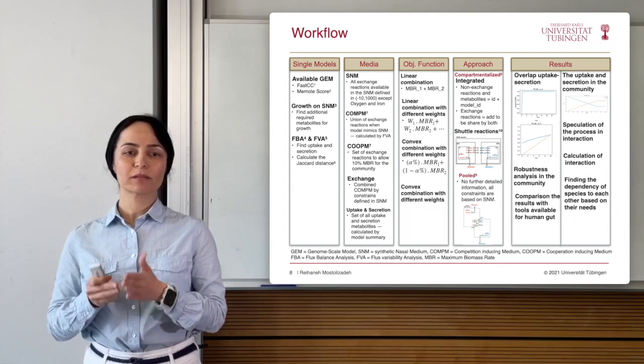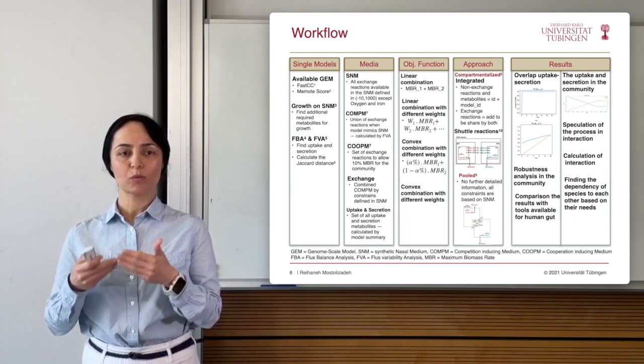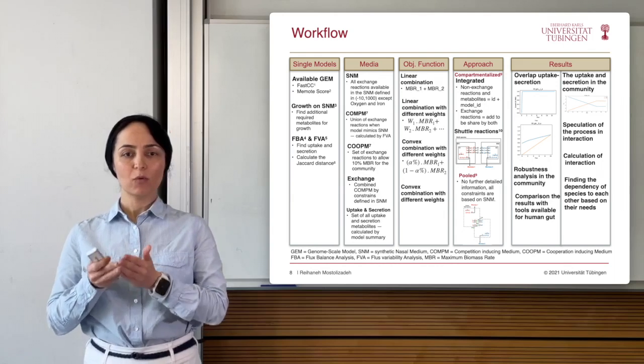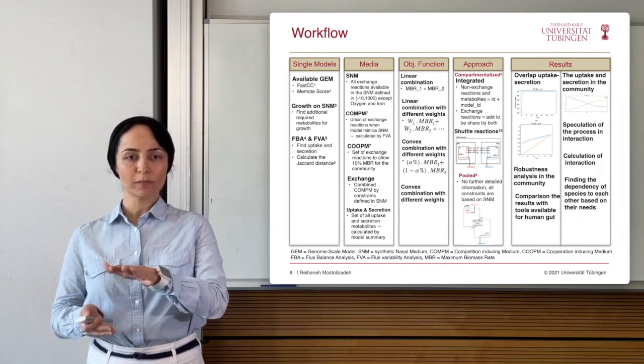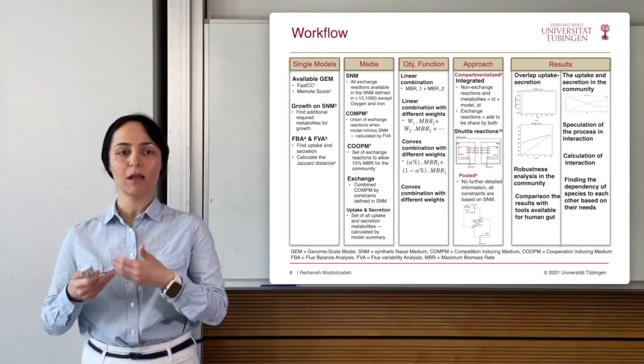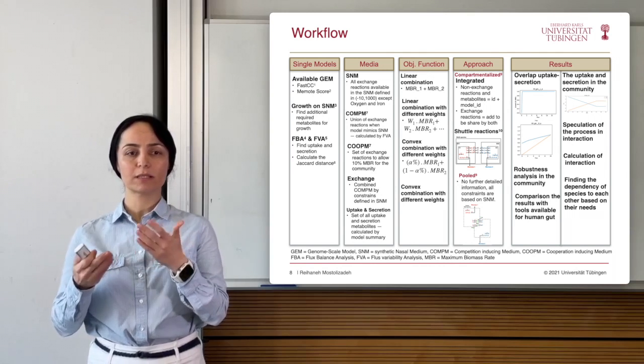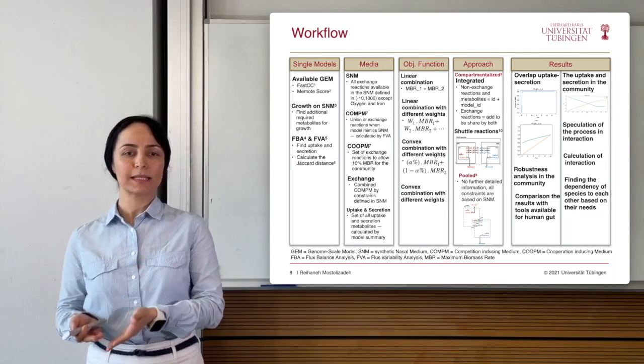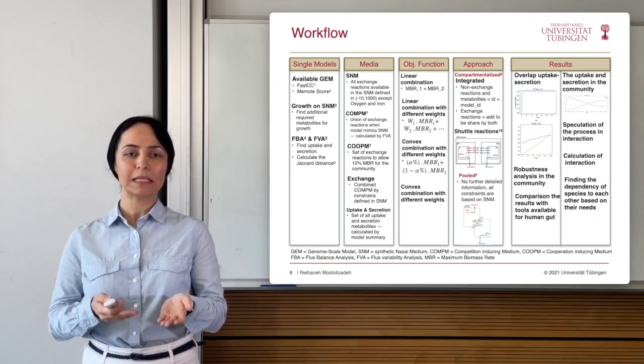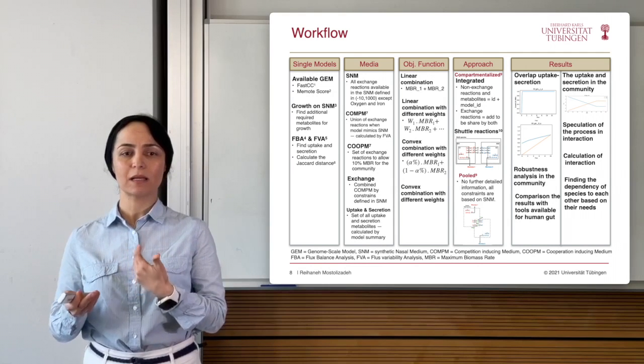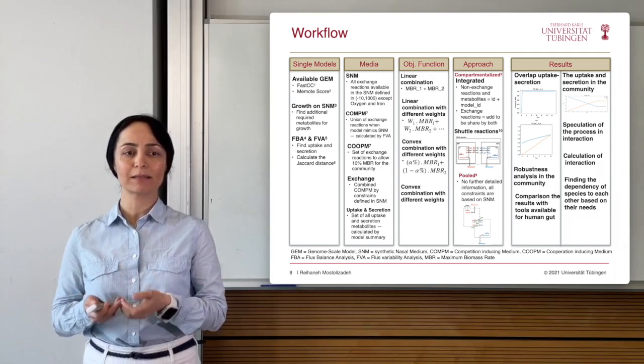And the last part, like any workflow, is the result. We get different types of results when we are using this workflow. One part belongs to each single model, and we can see how this single model can grow on SNM, what extra metabolites they need, what their dependency is on the different metabolites, and so on.